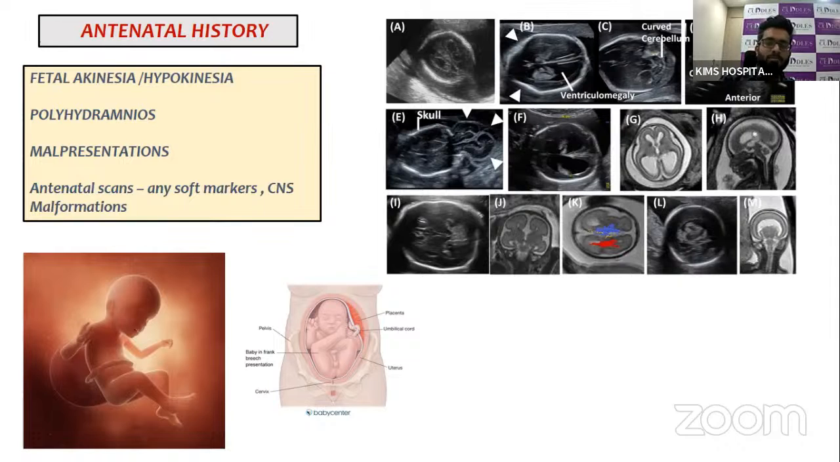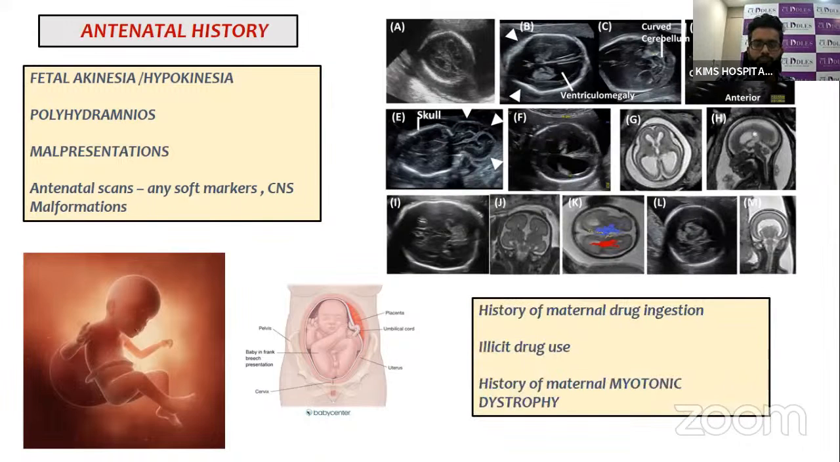And apart from that, there are a few metabolic disorders which can have soft markers on antenatal scans, like CNS malformation, choroid cyst, retinoid cyst. So anything like that, it's very important to document that. That will all be important when you are trying to narrow down the phenotype before sending genetics. So these are the 3 points: akinesia, polyhydramnios, and malpresentations.